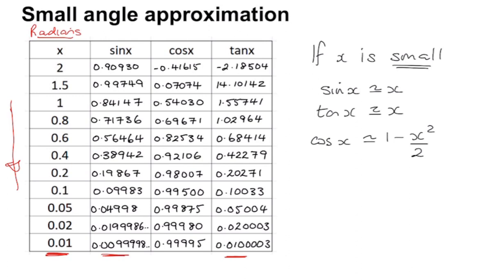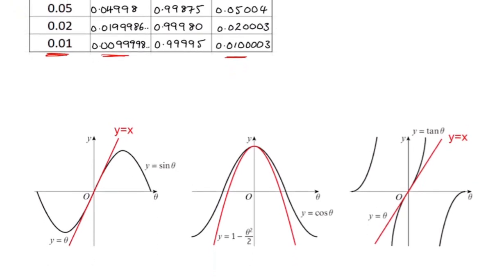It's actually quite important. So let's have a little look at the graphs. If your trig graphs are drawn in radians, you can see from this one, we've got the sine wave, and if I superimpose on top of it y equals x, you can see when x is small, in other words round here, that sine x almost equals x. The same for the tan one, when x is small, that also equals x. And for this one, when theta is small, you can see that the cos wave is almost the same as the graph of 1 minus theta squared over 2.